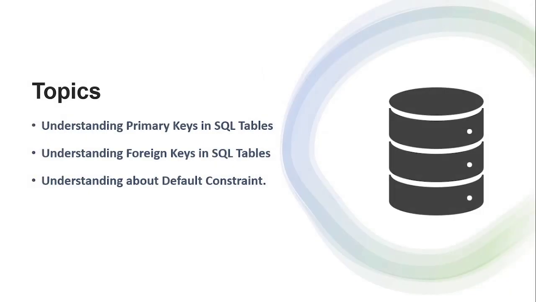Today we are going to see what is primary key, what is foreign key and what is a default constraint in SQL Server. What is primary key and foreign key? Actually we use primary key and foreign key to uniquely identify a row in a table. For example, whenever we insert records in tables, there must be a unique column which can be used to identify and eliminate the duplicate values.